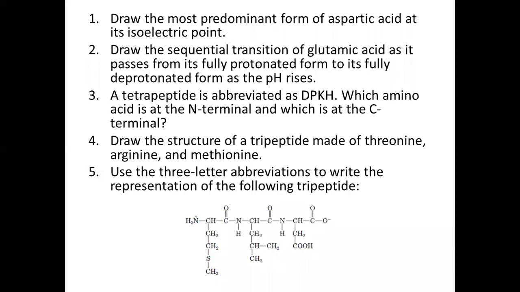Okay, so we don't have a quiz, but we have a problem set, and we will answer that next meeting, next week, next meeting again. So first is draw the predominant form of aspartic acid at its isoelectric point.